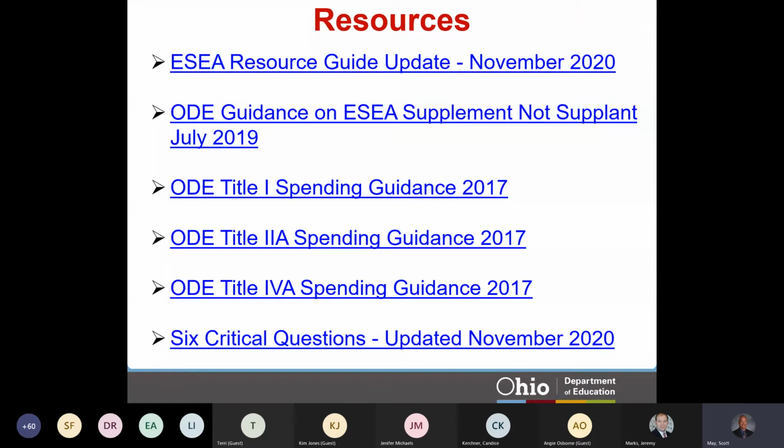There's the ODE guidance that I referred to last year with supplement, not supplant. I would suggest printing that one off also, especially when it comes to methodology. There's that spending guide for Title I, II, and IV. And then here, the 6 critical questions, which we updated last month. It was one of those also that was in the handouts that were given out prior to this presentation.